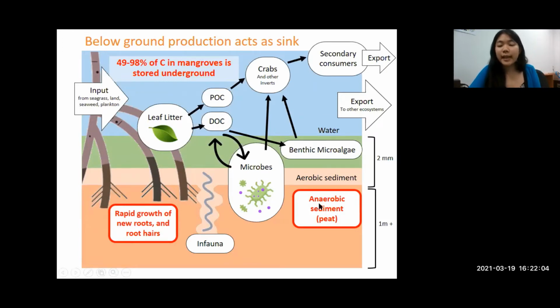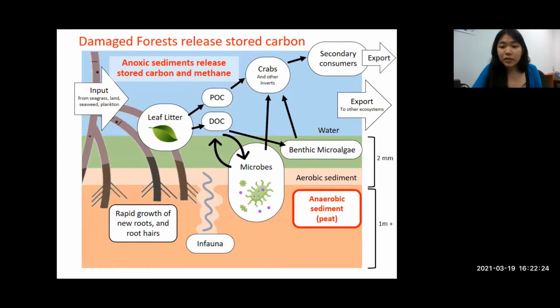And this accumulates in anaerobic sediment, so sediment that does not have a lot of oxygen. There's not as much breakdown by bacteria. It's a little more difficult for them. And this can accumulate over many, many thousands of years until there's a lot of carbon stored. But that also means that if you damage the mangroves, if you cut them down and destabilize these sediments, they can act as a huge carbon source. So not only do you lose the mangrove that has been taking in carbon, you also release all the carbon that's been stored in the sediments under it.